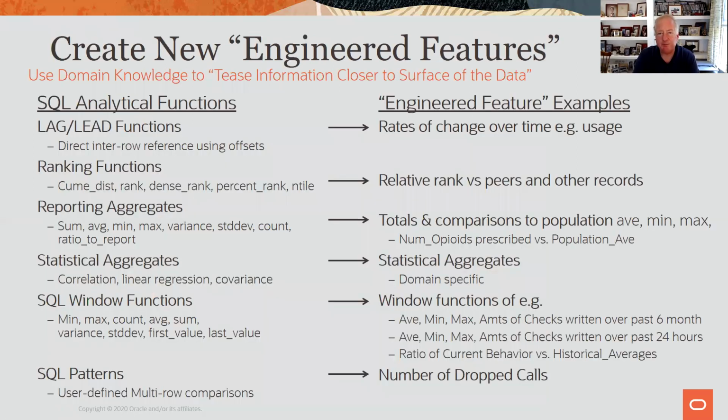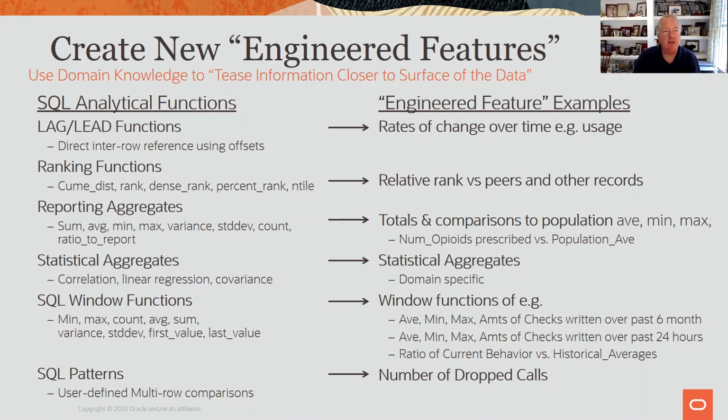Now, one of the cool things about this, I think, is doing this all in the database. I've mentioned this a few different times. It's creating these what we call engineered features. You might call it a derived variable, a computed field. In data science land, we call it an engineered feature.